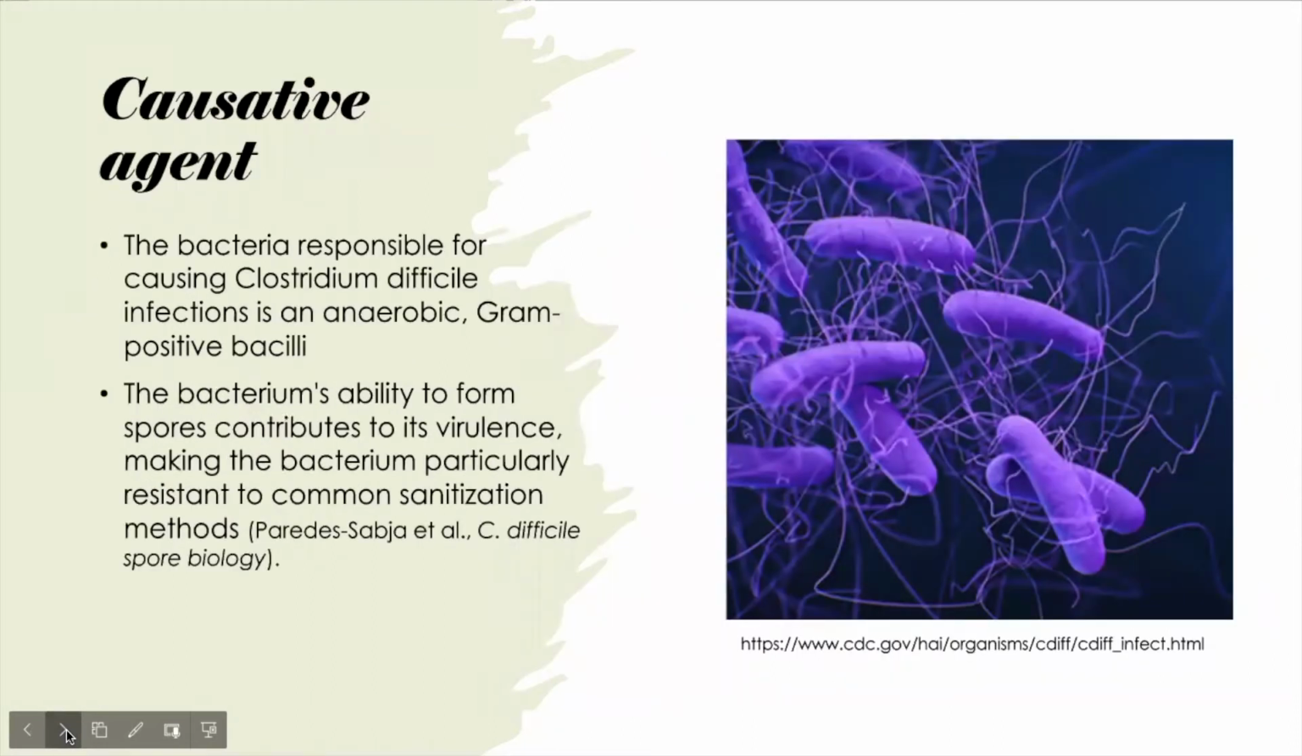The bacterium responsible for causing Clostridium difficile infections is an anaerobic gram-positive bacilli. And the key characteristic of this specific bacterium is Clostridium's ability to form endospores. This ability contributes significantly to the bacterium's virulence because spores are particularly resistant to adverse conditions. Now, this means that spores are able to endure many sanitization methods that would generally immediately eradicate other bacterium, which are not capable of entering a vegetative endospore state.